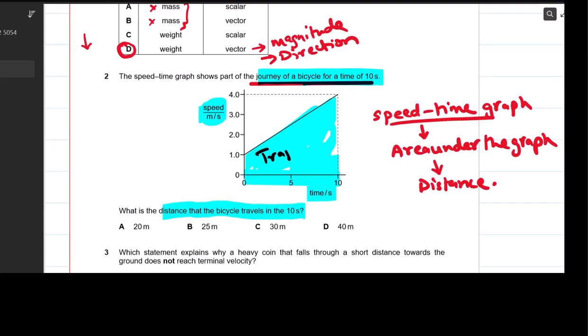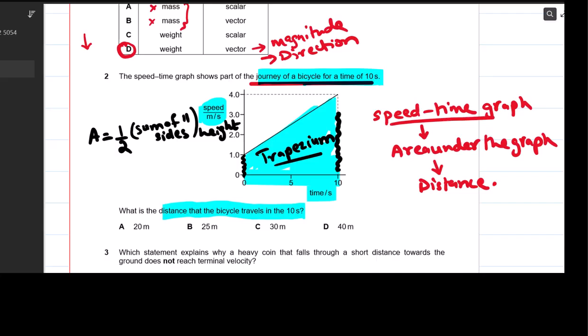It is a shape of trapezium. So you have to use the formula of area of trapezium, that is 1 over 2 multiplied by the sum of parallel sides, multiplied by height. What is parallel here? This side and this side. These two sides are parallel. Vertical sides are parallel and time will be here the height.